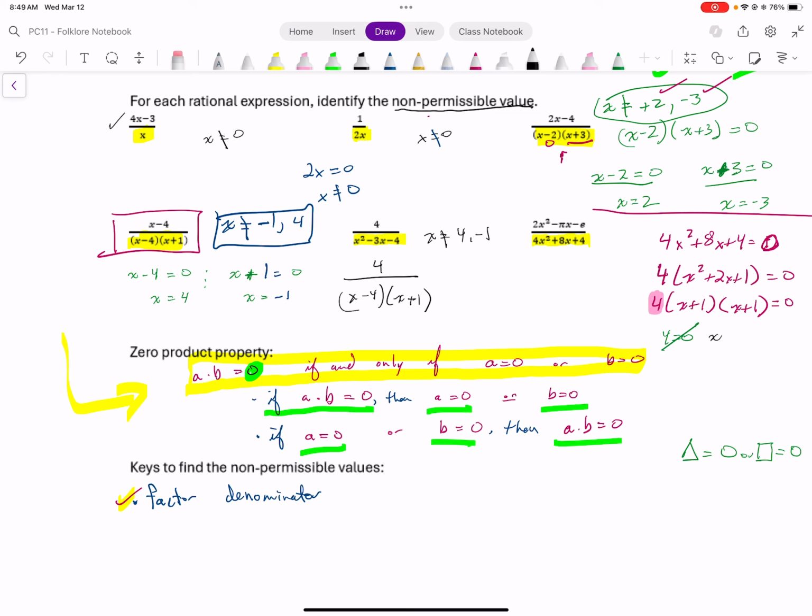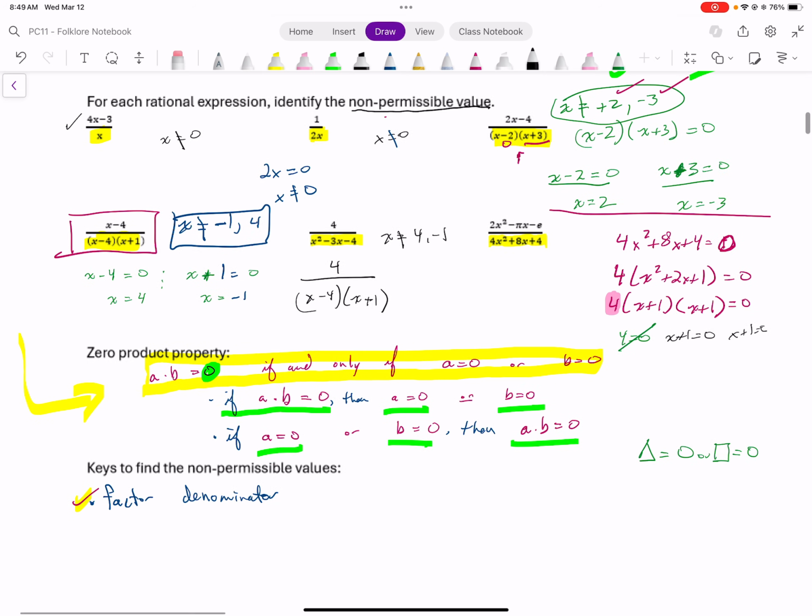Now, when x plus 1 is equal to 0, or when x plus 1 is equal to 0 for the other factor. If you notice, those are the same factors. This is true exactly when x is equal to -1. So my restriction here is x cannot be equal to -1.